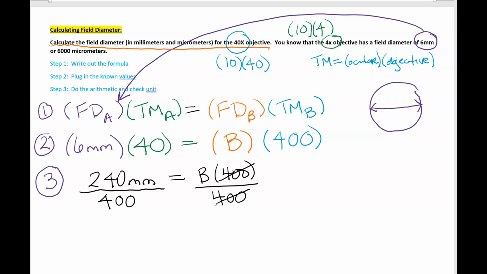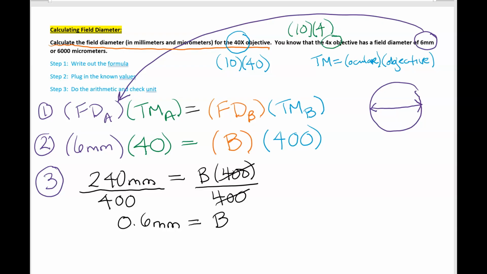So what I got was 0.6 millimeters equals B. Now there is a way that you can double check yourself. And if this part doesn't make sense to you, that's totally okay. It's just for the people that want to see some more logic.